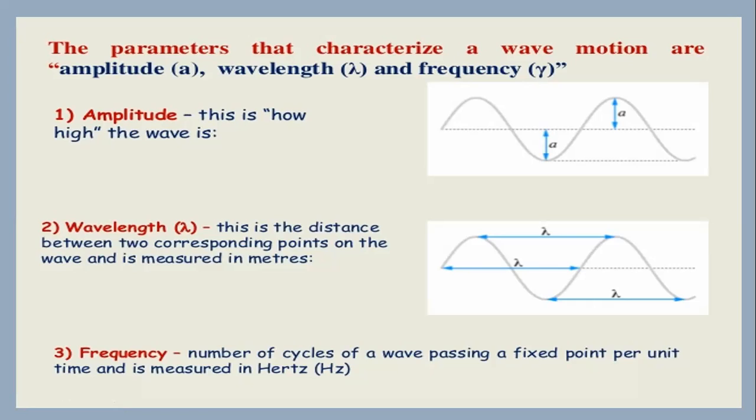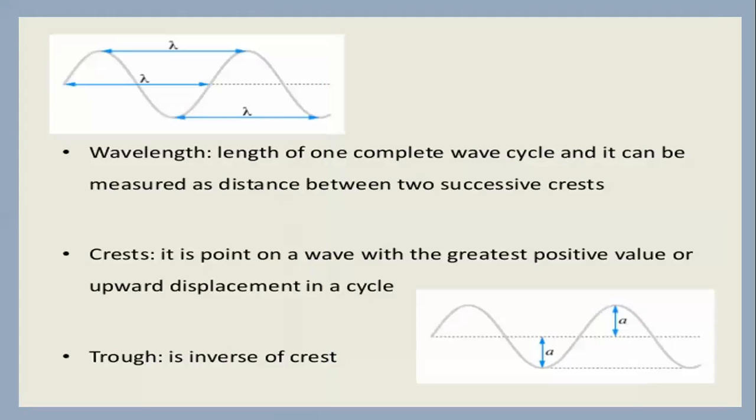Similarly, we should know about the frequency also: the number of cycles of a wave passing a fixed point per unit time. It is measured in hertz, and we know very well that frequency is the number of cycles per second, that is, f equals 1 by T, measured in hertz, kilohertz, megahertz, gigahertz, and so on. These basic concepts are very important to know about radiation and how things come about, because we are learning radiation in electromagnetics. That is too important here.